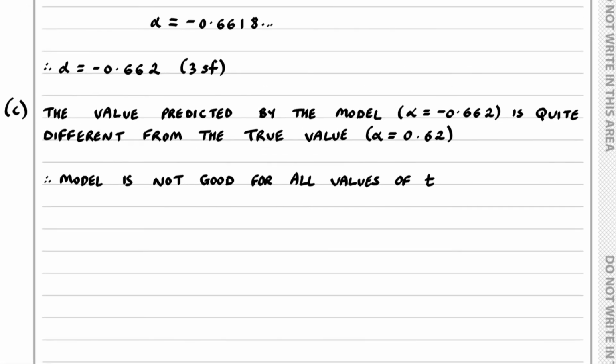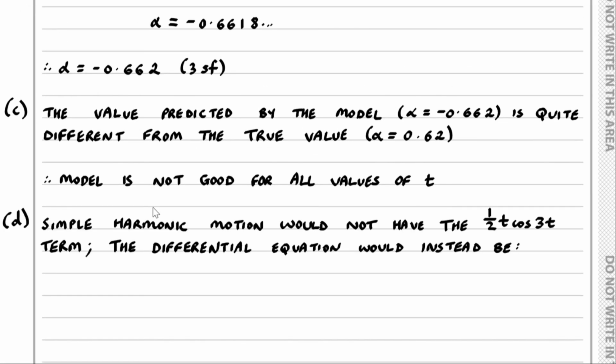Well, for part D, with simple harmonic motion, we would not have the 1/2 t cos 3t term, and so for our differential equation we would instead have d squared theta over dt squared plus 9 theta equals 0.